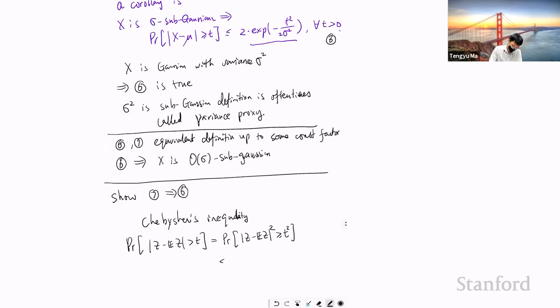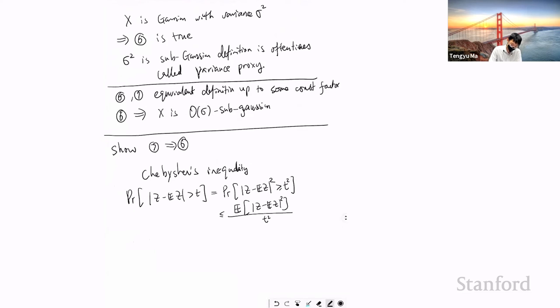And then you use the so-called Markov inequality. You say that this is less than the expectation of this random variable over t squared. So the last step is using this Markov inequality. Is it called Markov? Yes, I think it is.